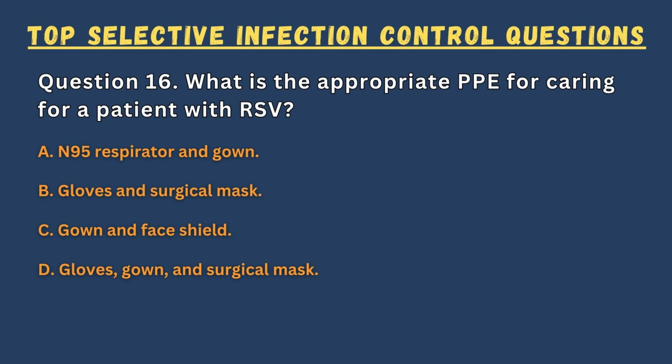Question 16. What is the appropriate PPE for caring for a patient with RSV? A. N95 respirator and gown. B. Gloves and surgical mask. C. Gown and face shield. D. Gloves, gown, and surgical mask.